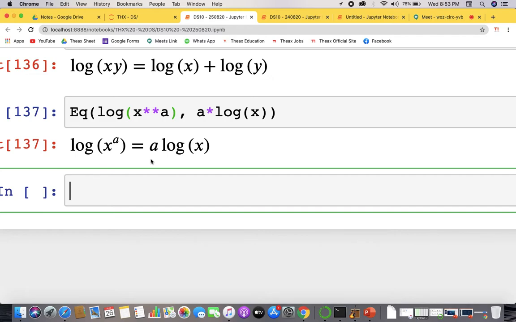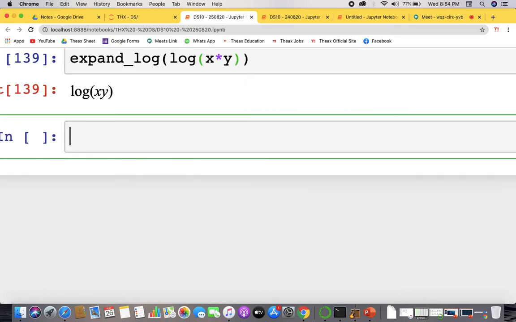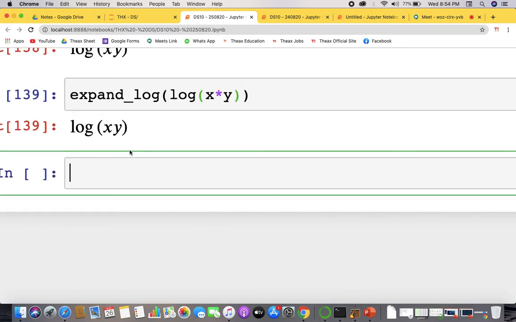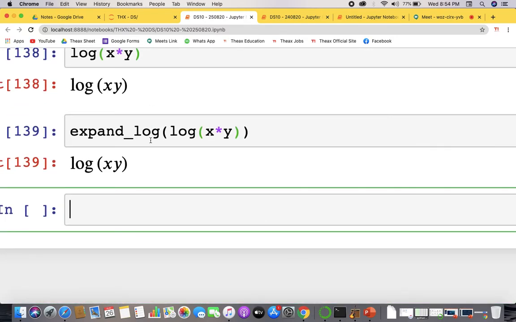So if you have a log of x to the power of y, and you don't know the formula, the basic thing, what you can do is expand the logarithm value of log of xy. Expanding it will give you the result. Like we know this is log x plus log y, and why is it not coming? Expand the log of this, and it's fine.